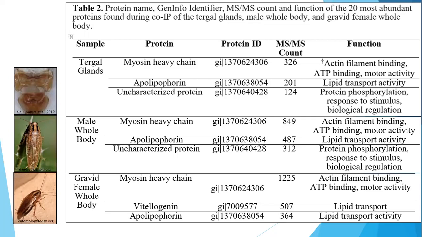So here you can see some functions. Myosin heavy chain, typically the function is actin filament binding, ATP binding, and motor activity. Apolipophorin was also common, and its function is lipid transport activity and so on.